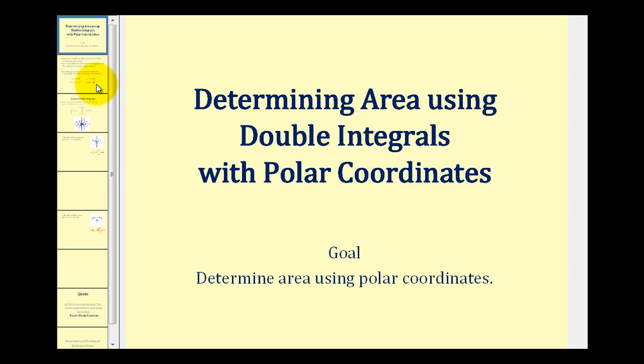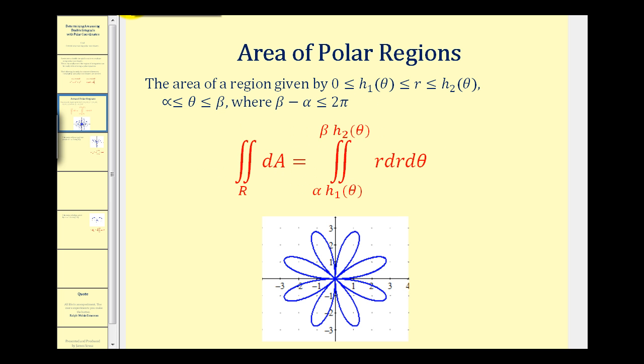Welcome to a lesson on determining area using double integrals with polar coordinates. The area of a region defined in terms of r and theta can be found by using a double integral in polar coordinates. And we did this using rectangular coordinates where we had the double integral of the region R, where differential A was either dy dx or dx dy.